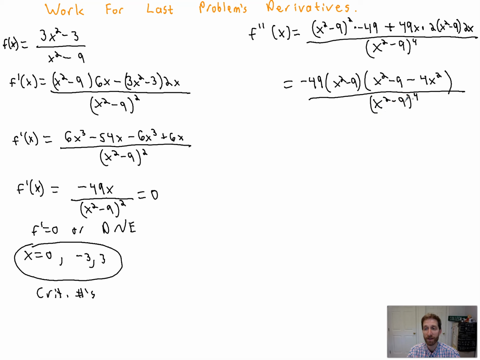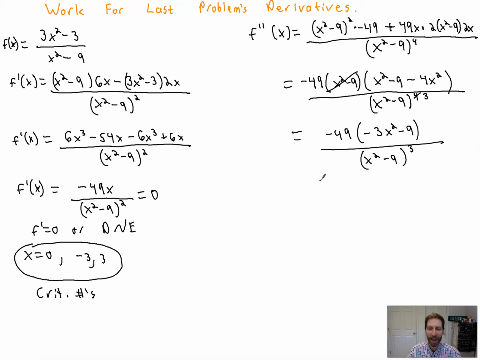Oh, dear goodness. These are going to cancel to the extent that you'll have this to the 3rd power. So we end up with negative 49 times, this is minus 3x squared minus 9. Whew. All over x squared minus 9, getting there, peeps, cubed. And that's going to end up equaling out to, well, we can pull out a negative 3 times a negative 49 is a positive. I think that's going to be 147 times, and then you'll be left with x squared plus 3.